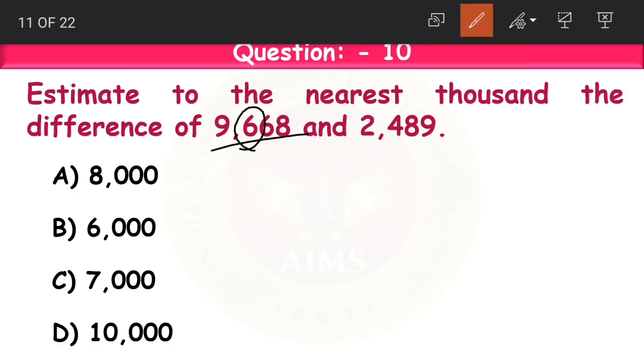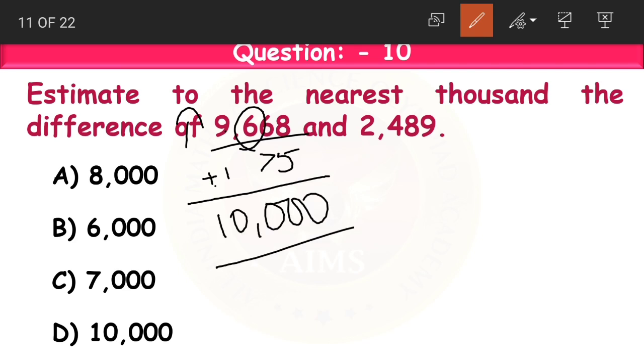The first number is 9,668. Now 6 is in the hundreds place. It is greater than 5, so it will be rounded up. That is, we add 1 to 9. 9 plus 1 becomes 10 and then 3 zeros.